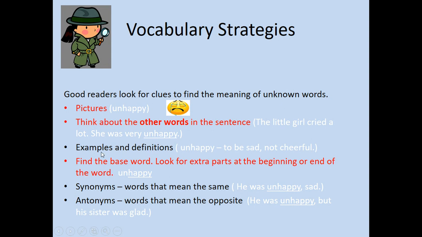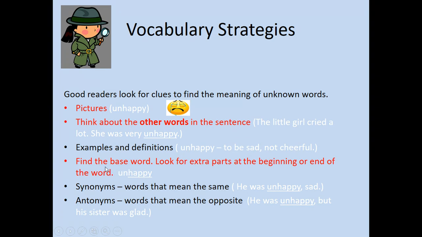Other clues good readers look for are examples and definitions. Here is a definition. It tells you exactly what the word means. Unhappy, to be sad, not cheerful.